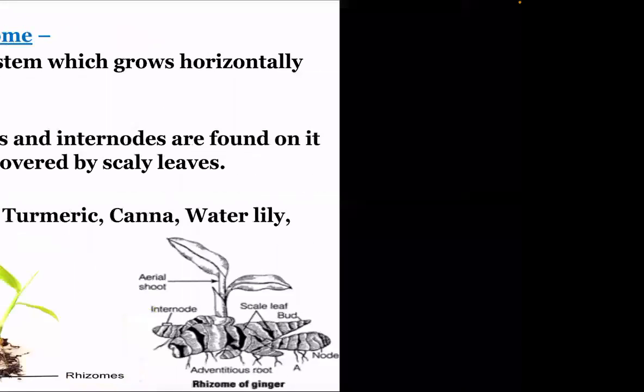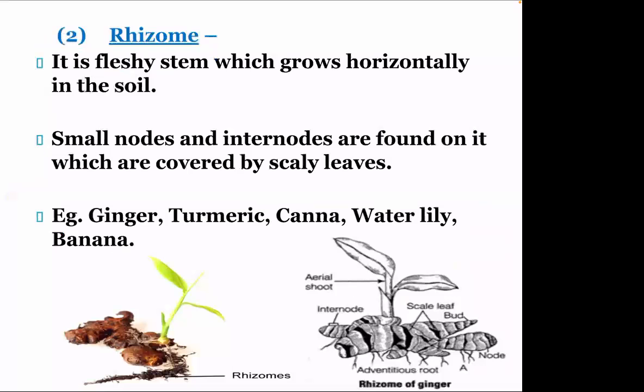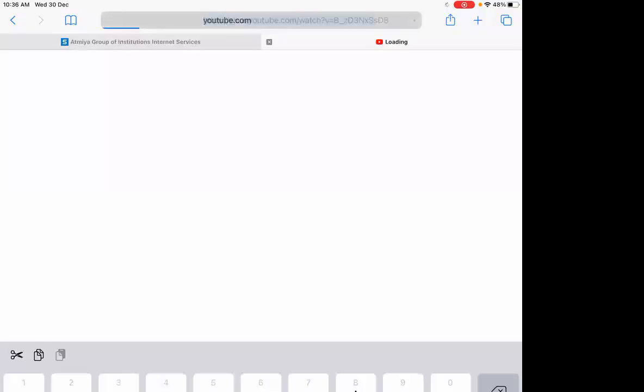Sir, now third is corm. Yes, sir, what is kana? Yes, say. After turmeric it is written, isn't it? It is a specialized plant. Would you like to see? Oh, yes sir.